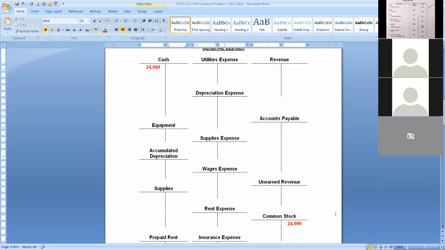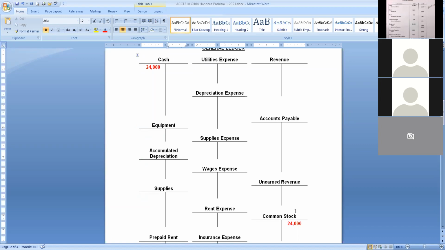So this is the posting of the first journal entry. This is what it would be on day one when they start the company. Put $24,000 in, and they have $24,000 of ownership. And nothing else has happened so far. But that's the first journal entry. It is posted. So this one's done.